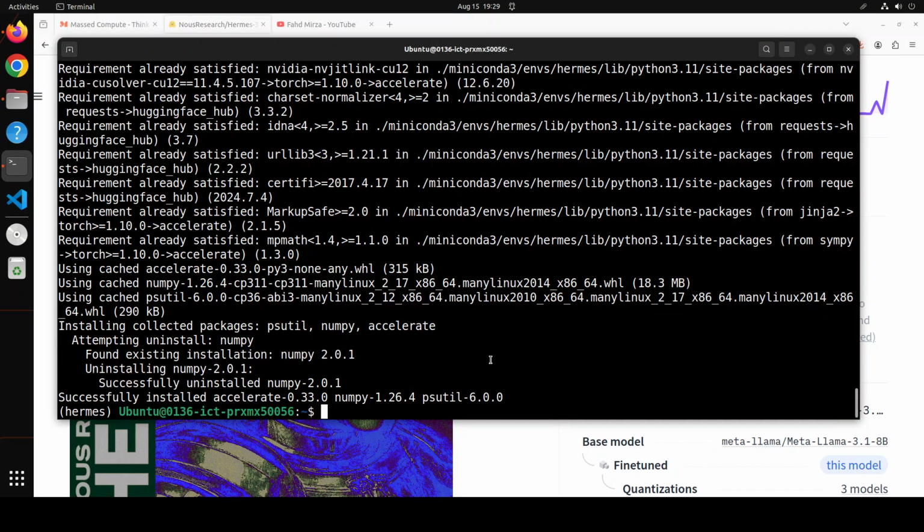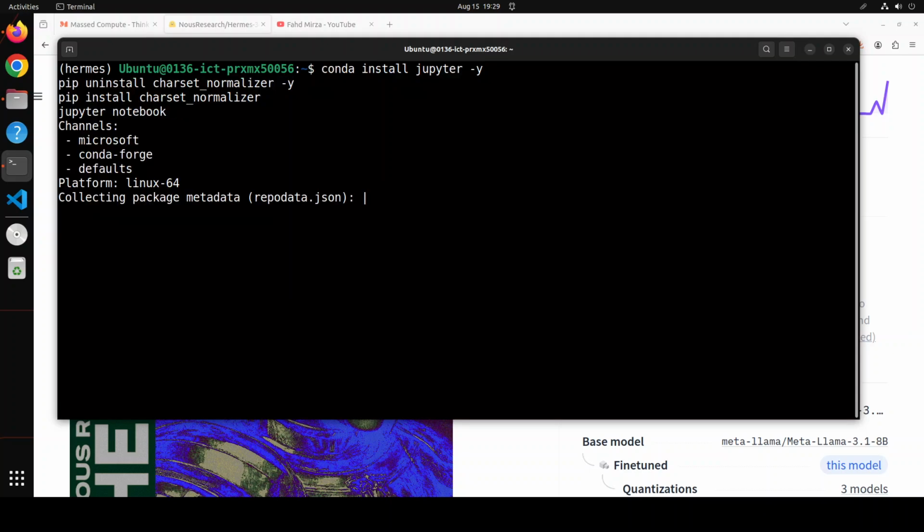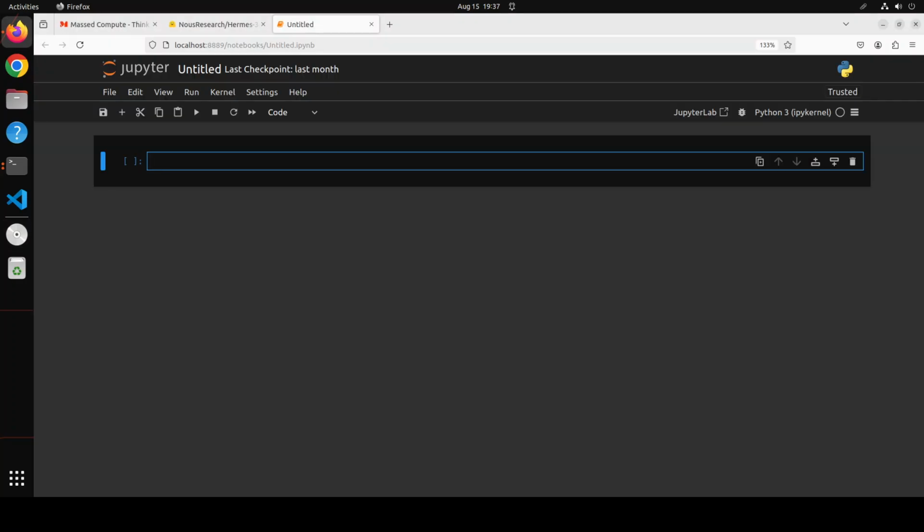Okay, let's go back, and you can see that all the prerequisites are done. Let me clear the screen. Next up, let's install and launch Jupyter Notebook so that we can download the model and then play around with it in the browser in a more user-friendly way. Let's wait for it to get installed and downloaded. Shouldn't take too long. And my Jupyter Notebook is now launched.